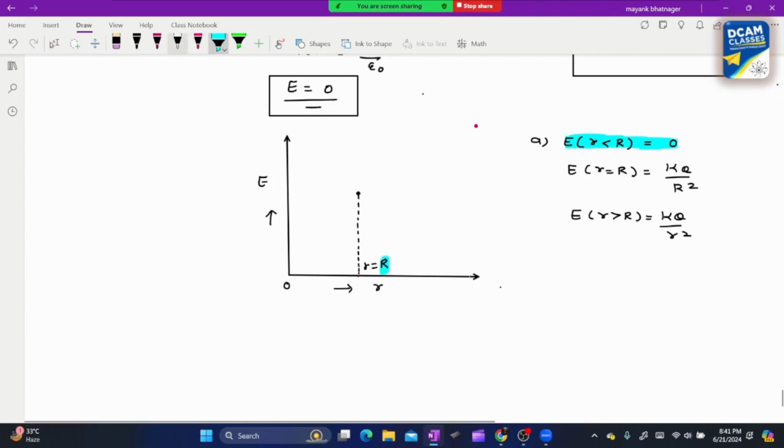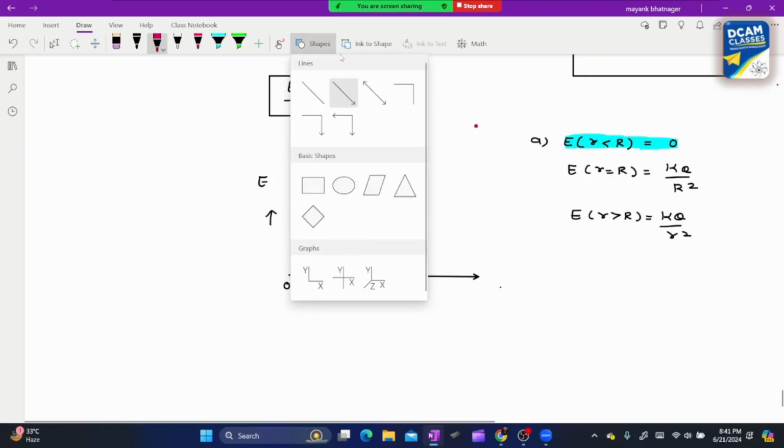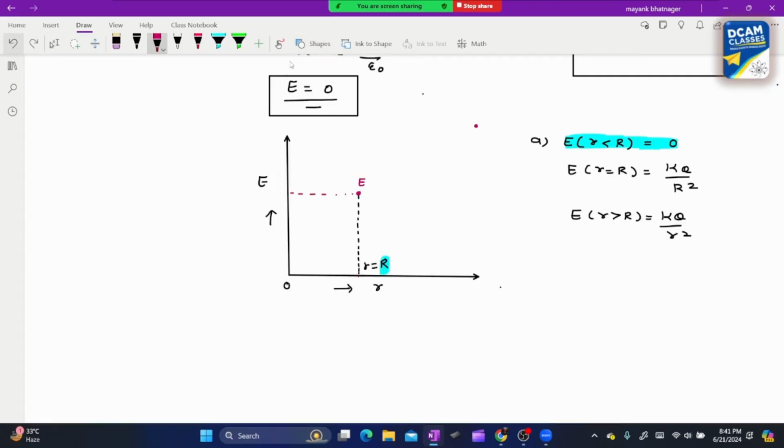Now after R, at capital R means at the surface, I am starting the electric field from here. Why? Because at the surface, small r is equal to capital R, and the value of the electric field is this. This value is kQ by capital R square. Yes, sir. Now when we move forward, when we are getting away from capital R, this electric field is inversely proportional to small r square.